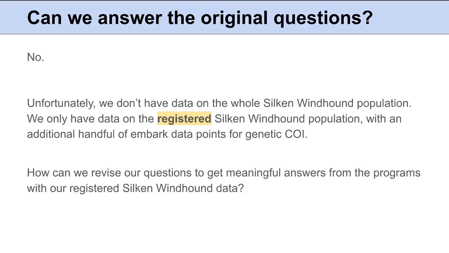We do not have the data on the whole Silken Windhound population. We only have data on the registered Silken Windhound population, with an additional handful of Embark data points for genetic COI. So how can we revise our original questions to get meaningful answers from these programs with our registered Silken Windhound data? And how we do that is we revise it.